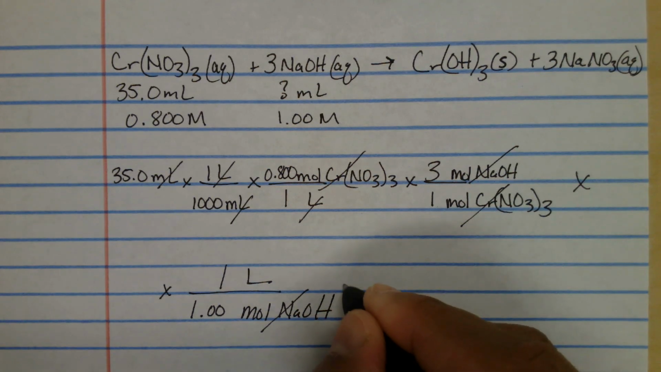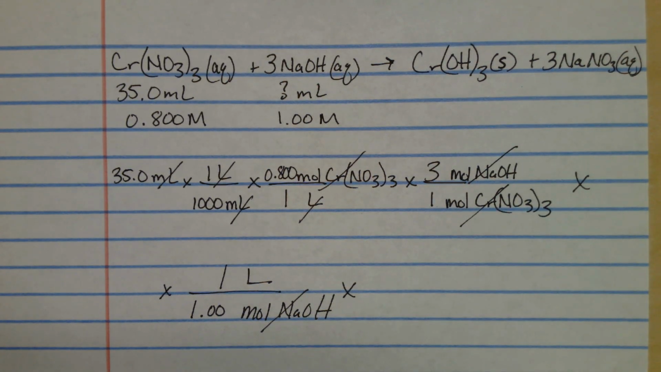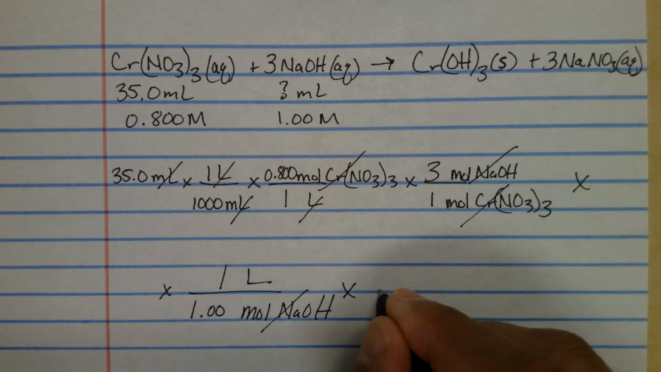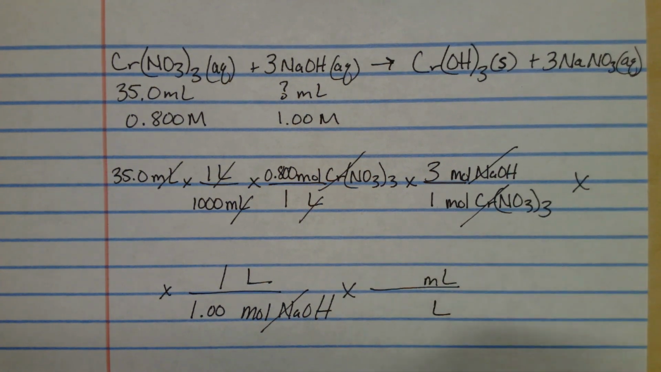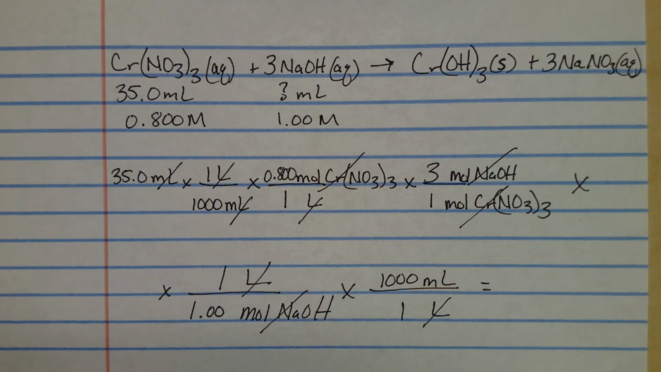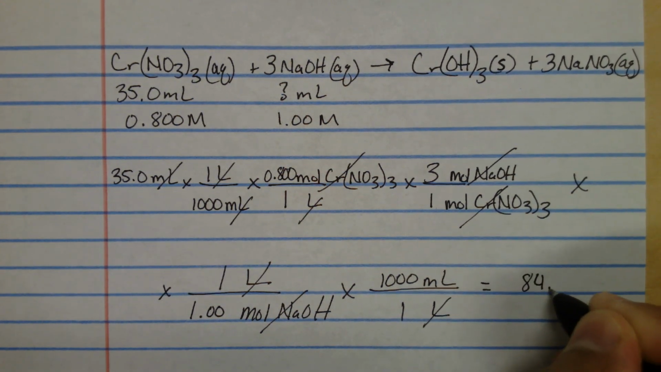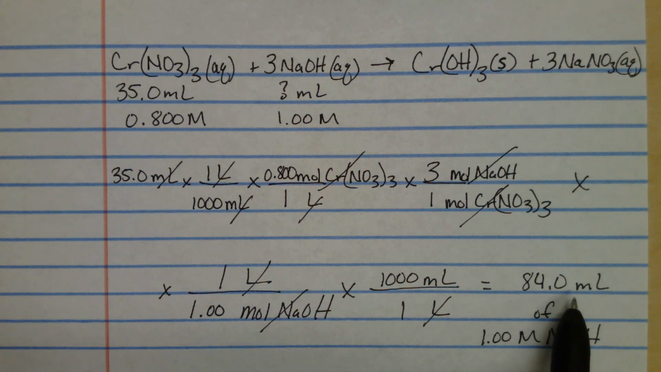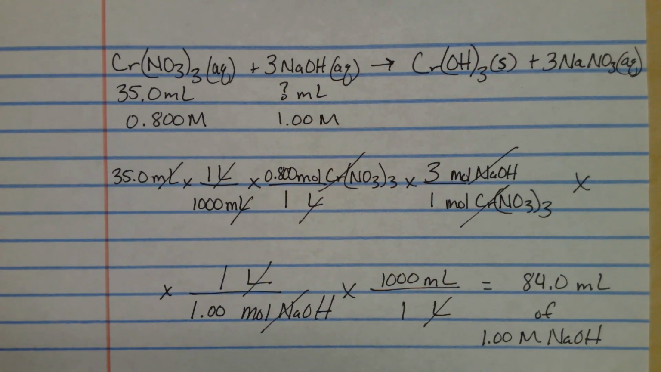required. Now, in most general chemistry courses, we're dealing with small amounts, usually on the milliliter scale. So it's pretty common that we'll convert to milliliters. And so this ratio is 1,000 milliliters in a liter. And so we've done it. When we run this calculation, we'll get 84.0 milliliters of the 1.00 molar NaOH solution. This is the amount required to precipitate all of the chromium ions from solution.